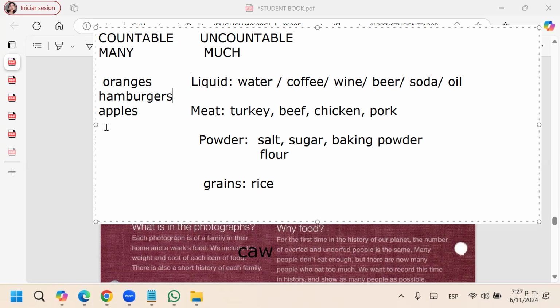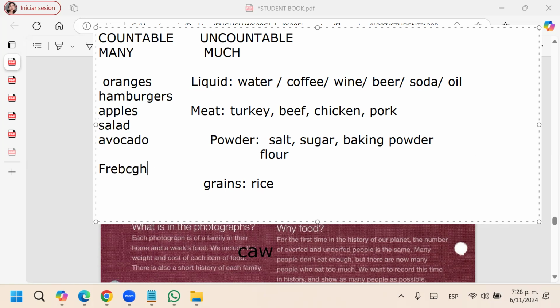Okay. Another thing that is countable, las ensaladas, the salad. Salad is also countable. Okay. Another thing that is countable, avocado. This is also countable. Another thing that can be counted, the French fries. I can say 1 French fry, 2 French fries, 3, 4, 5.